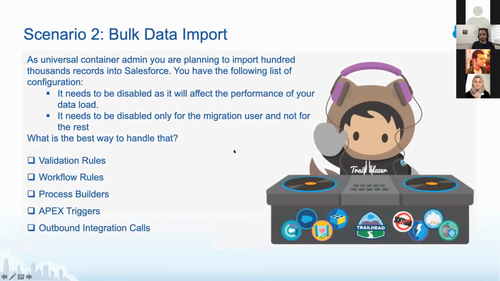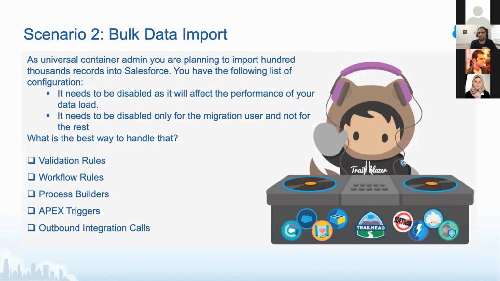The second scenario that we have is data import. As a Universal Containers admin, you are planning to import 100,000 records into Salesforce. You're probably going to do that via Data Loader, Bulk API, ETL tool, or something like that. At the end, you have a huge amount of data that you need to import into Salesforce. And you have the following list of configurations already in your org.